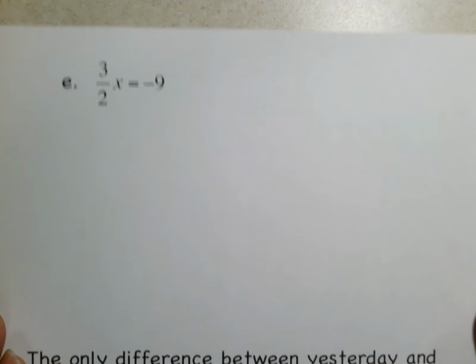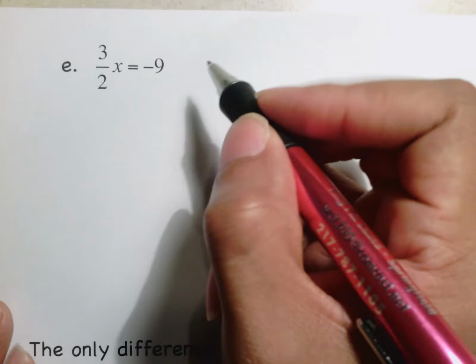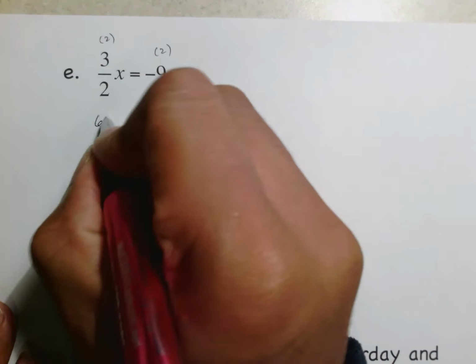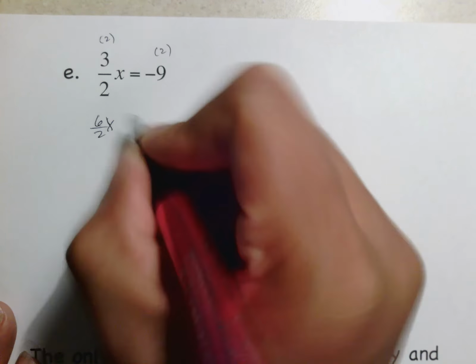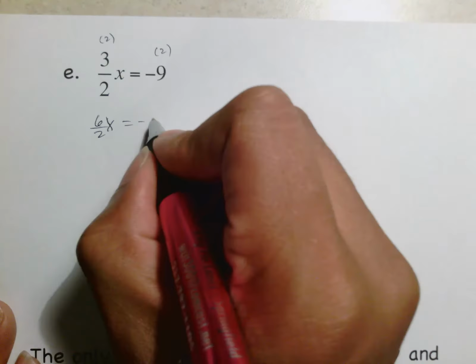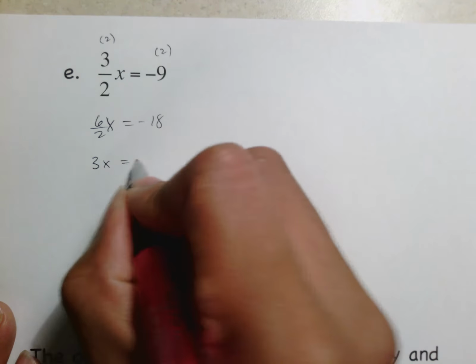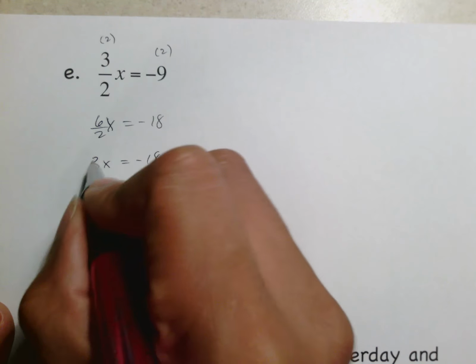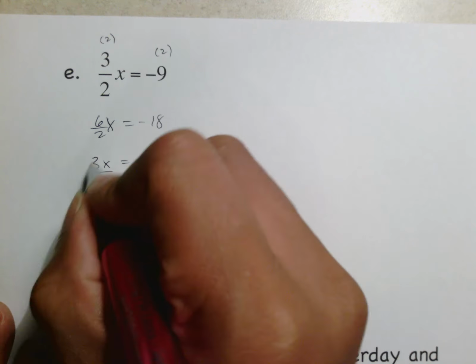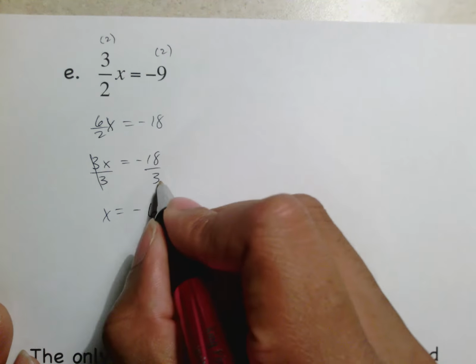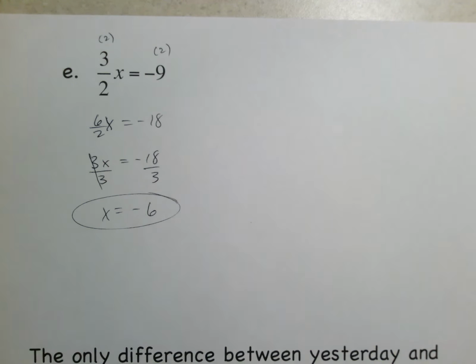And then the last one that we did in the review is 3 halves x equals negative 9. Again, noticing that the 2 was on the bottom, we just multiply both parts by 2. 2 times 3 became 6 over 2 x equals negative 2 times 9, which is 18. 6 divided by 2 became 3. And then in order to tear that 3 off, we divide both sides by 3. Again, that cancels, giving us negative 6. Again, 18 negatives shared among 3 people is negative 6.